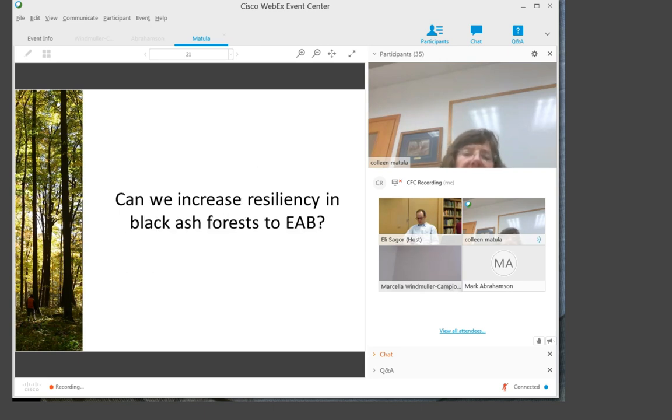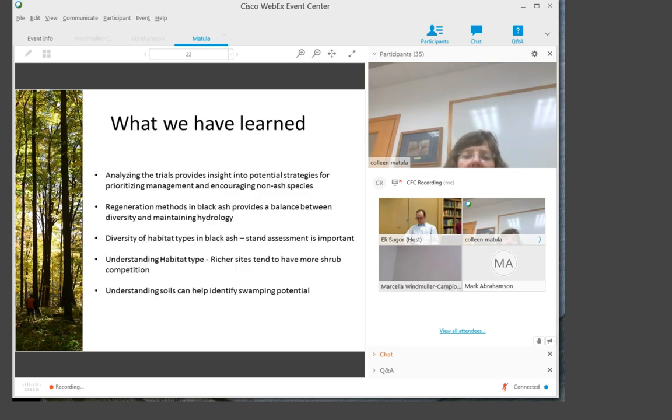So the question is, can we increase resiliency in black ash forests to EAB? What we've learned from these trials, from observations within the state, and from talking to our partners in other agencies and other states, is that we've looked at potential strategies for prioritizing management and developing guidelines for EAB. Trying different silviculture treatments in black ash provides a balance between diversity and hydrology. The stand assessment checklist that I mentioned is important for field foresters to take out with them in the field. Looking at habitat type and soils can really help in determining what kind of management you're going to pursue in these areas.